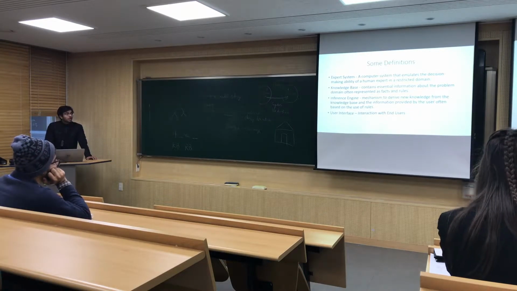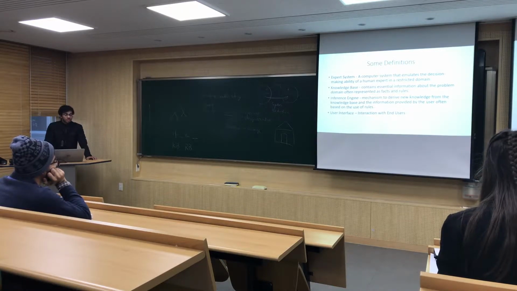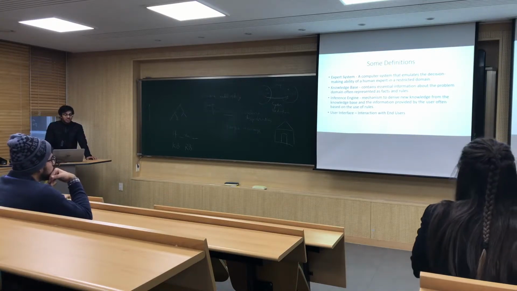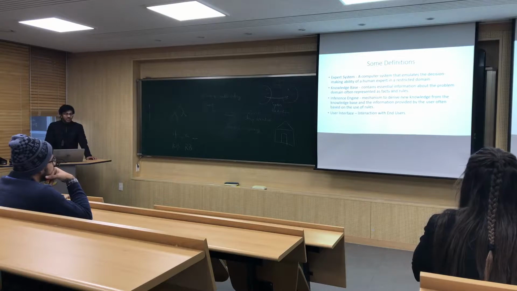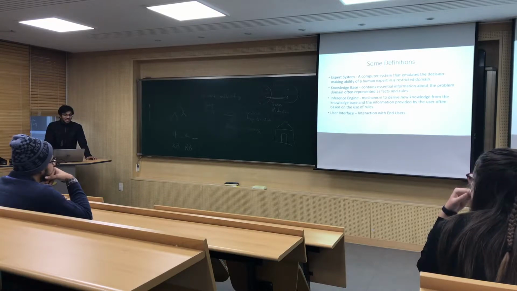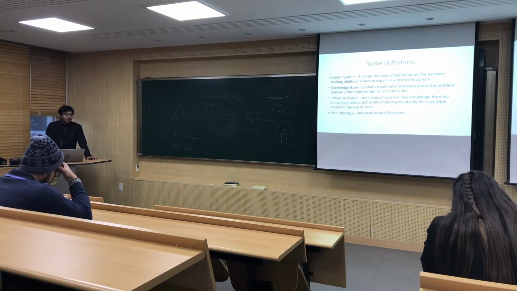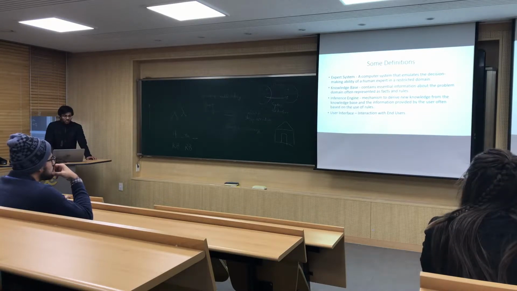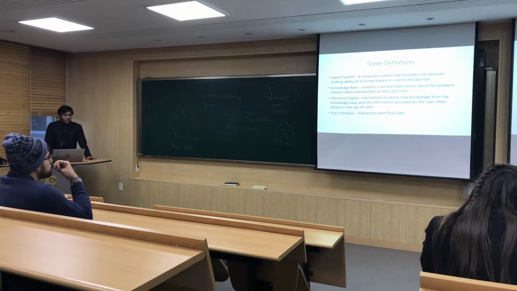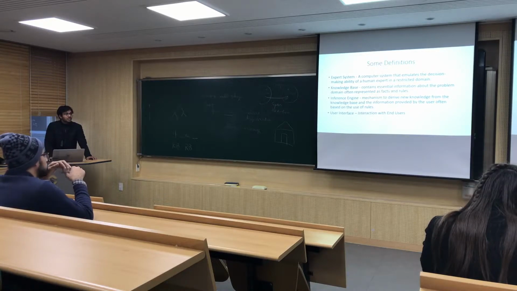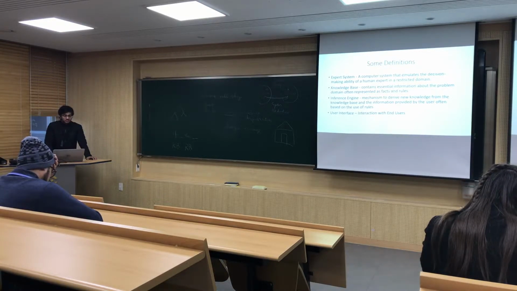Before moving on, there are some definitions I would like to go over. An expert system is a computer system that emulates the decision-making ability of a human expert in a restricted domain. Then the knowledge base contains the essential information about the problem domain, often represented as facts and rules. The inference engine is a mechanism to derive new knowledge from the knowledge base and the information provided by the user, often based on the use of rules. And then we have a user interface, which is the interaction with end users.